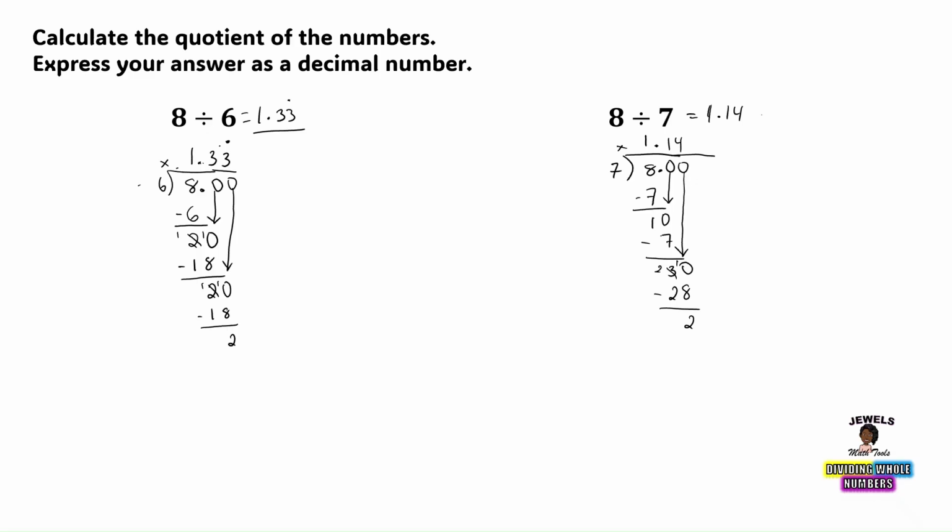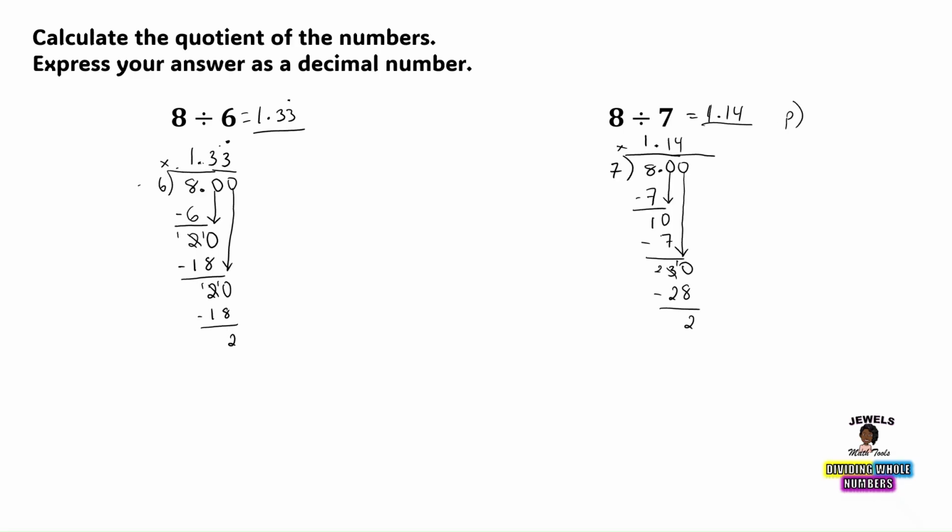So our quotient for this question will be 1 and 1400. And I'm going to indicate that that's to 2 decimal places. The reason I'm indicating that is because there is a difference between saying that my answer is to 2 decimal places and just saying that my answer is 1 and 1400 without the 2 decimal places written.